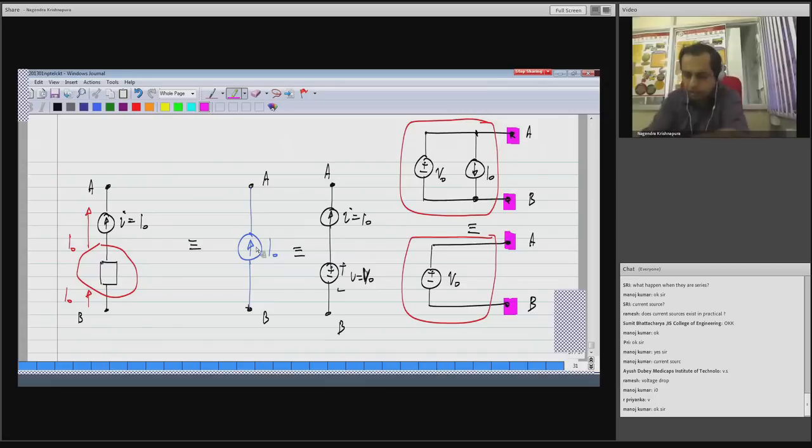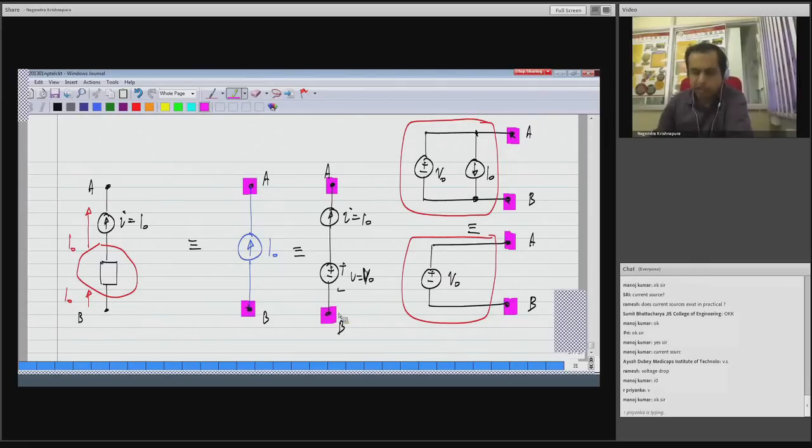Similarly, if you have a current source and a current source and a voltage source, as you see from these two terminals, everything is exactly the same. What will be different is the voltage drop across the current source here and the voltage drop across the current source there. I hope this is clear.